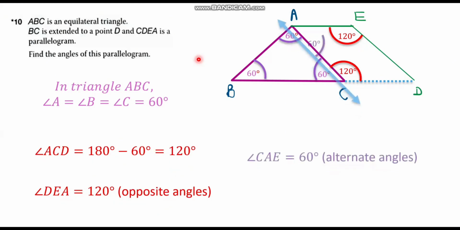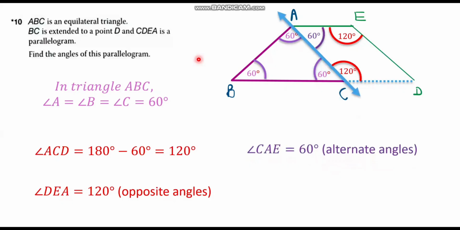Now, if we draw a transversal over here on two parallel lines AE and CD, we can see that CAE will be the alternate angle to BCA. So it means that CAE will also be 60 degrees. And we will give the reason that it is an alternate angle. Similarly, the opposite angle to that angle CAE will also be 60 degrees, meaning CDE will also be 60 degrees because of the opposite angles. Now let's proceed to the next question.